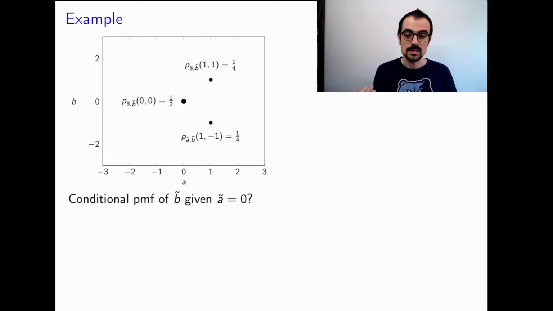In order to determine whether they're independent, let's consider the conditional PMF of B given A. If A and B are independent, then the conditional PMF given any value of A will be the same. So what's the conditional PMF of B given A equals 0? I'll give you a moment to think about it. Well, if A is equal to 0, B is always equal to 0. So this is a very simple PMF where the probability of B equals 0 given A equals 0 is equal to 1.